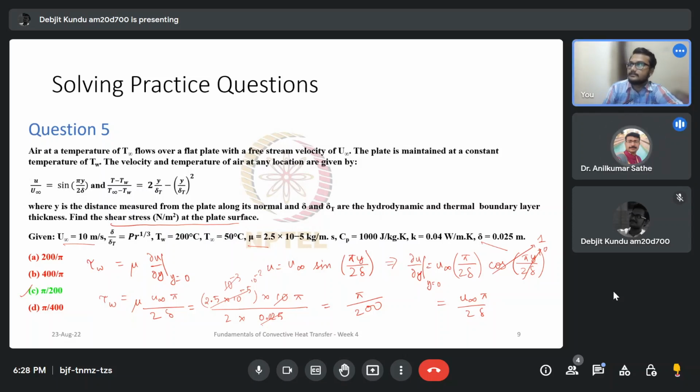Okay, so what is the use of that temperature profile then? If a different question would have been asked, let's say, find out the heat transfer coefficient h equal to what? Let's add this as a question. So how can we find out h?